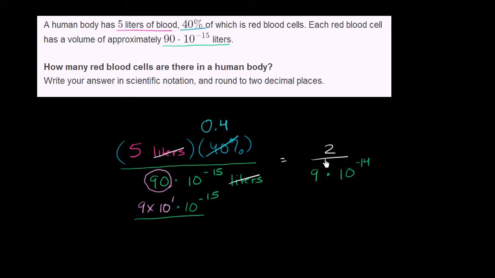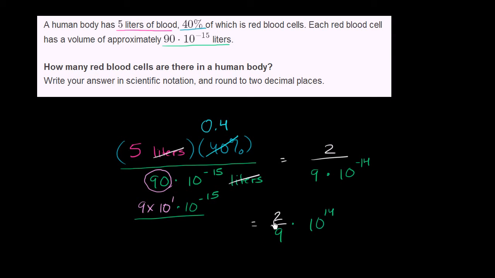And now we can actually divide. Let's simplify this division a little bit. This is going to be the same thing as 2 over 9 times 1 over 10 to the negative 14. Well, what's 1 over 10 to the negative 14? Well, that's just 10 to the 14. So this right over here is just the same thing as 10 to the 14.